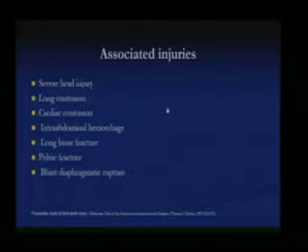Most of these patients have associated injuries. They sometimes have severe head injury, intracranial bleeds, lung contusions, rib fractures, cardiac contusion. As we saw in one of our patients, the troponins were elevated. They can have intra-abdominal hemorrhage, long bone fractures, pelvic fractures, and the other significant thing is that whenever you have a thoracic aortic injury, always look for any diaphragmatic rupture, any blunt diaphragmatic rupture. So you have to be very careful when you evaluate these patients with the other associated injuries.